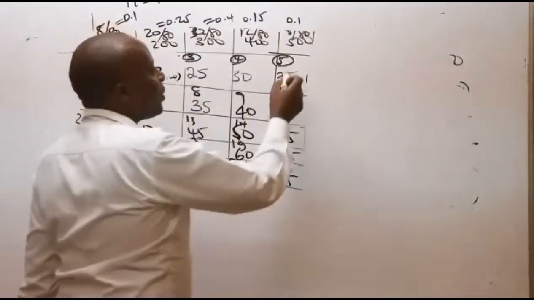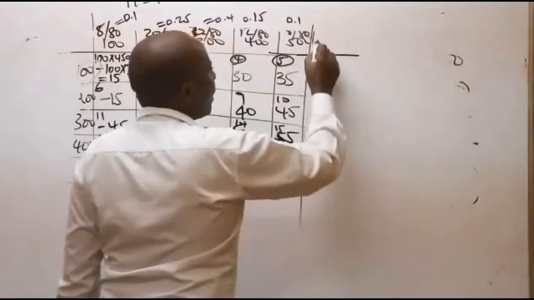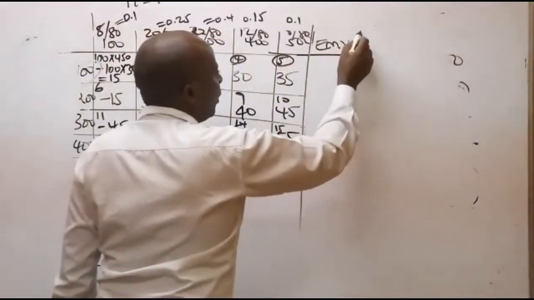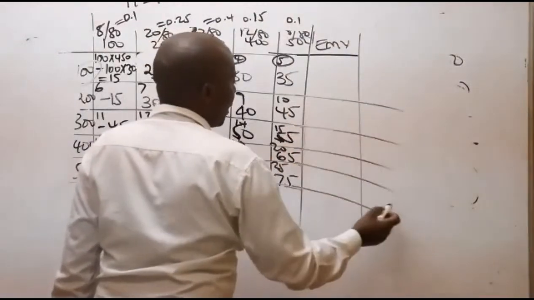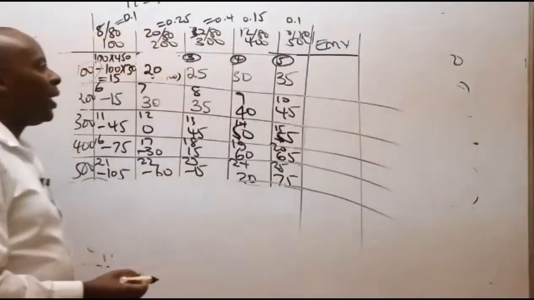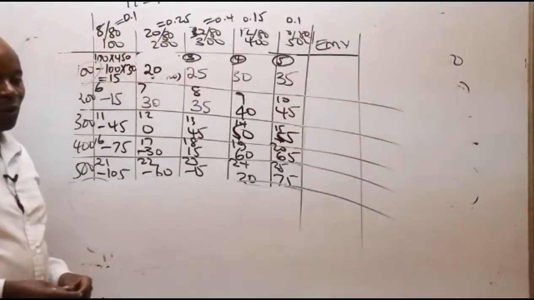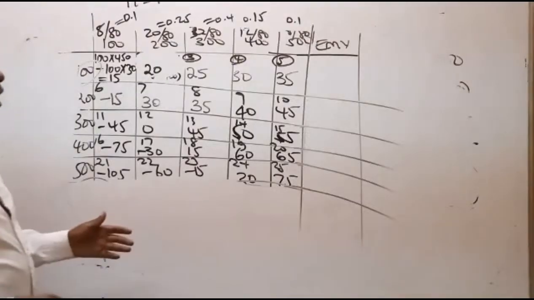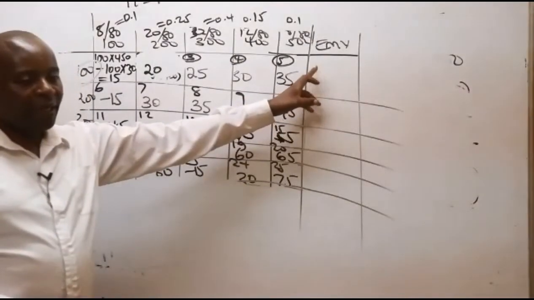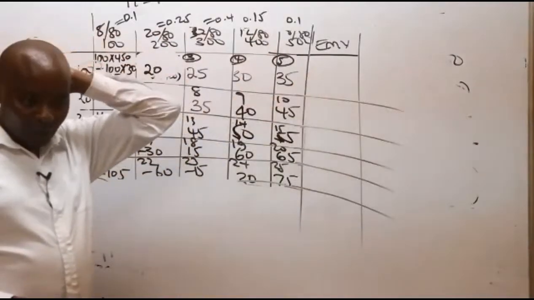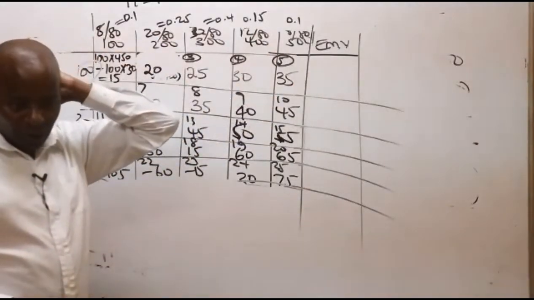So come here, ladies and gentlemen, and give us expected monetary value. What do you think we are going to do to be able to get expected monetary value for the first alternative? What shall we do to get the expected monetary value of the first alternative?